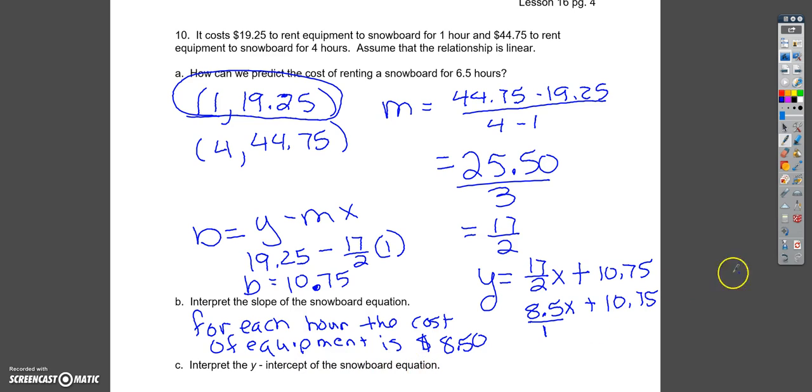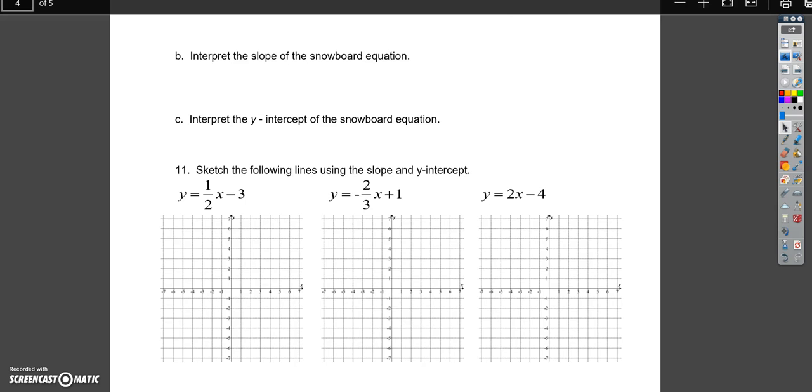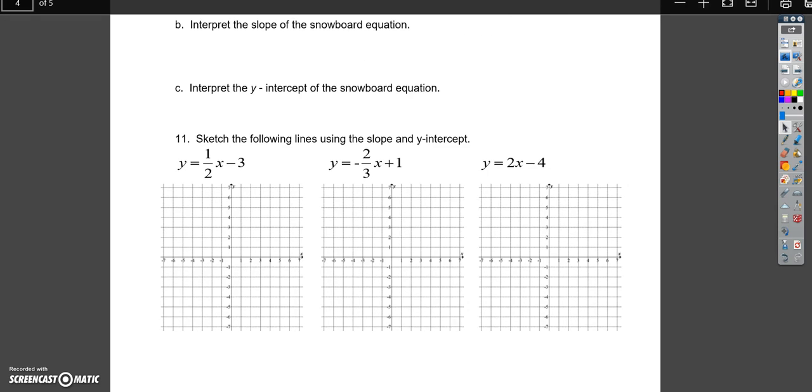Interpret the y-intercept of the snowboard equation. Well, that's saying that with 0 hours, it still costs $10.75. Even if you don't rent any equipment for 0 hours, it's going to cost $10.75.